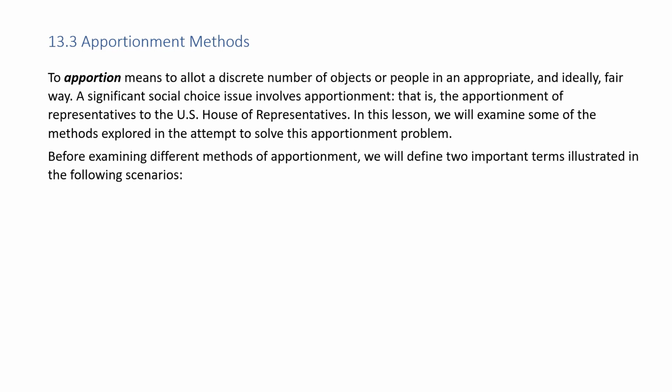This lesson is titled Apportionment Methods. To apportion means to allot or allocate a countable number of objects or people in an appropriate and ideally fair way. A significant social choice issue involves apportionment. That is, the apportion of representatives to the U.S. House of Representatives. In this lesson, we will examine some of the methods explored in the attempt to solve this apportionment problem. Before examining different methods of apportionment, we will define two important terms illustrated in the following scenarios.